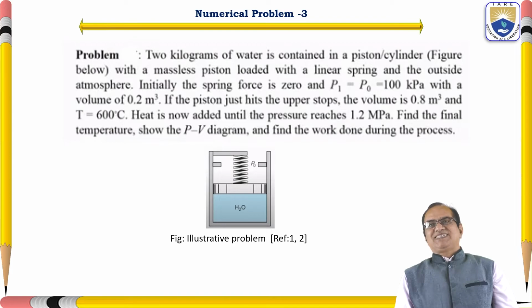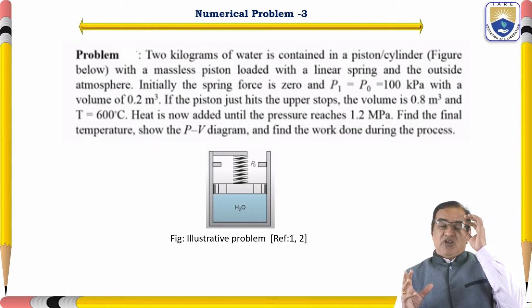If the piston just hit the upper stop, the volume is 0.8 meter cube and the temperature is 600 degrees centigrade. Heat is now added until the pressure reaches 1.2 megapascal. Find the final temperature, show the PV diagram, and find the work done during the process.